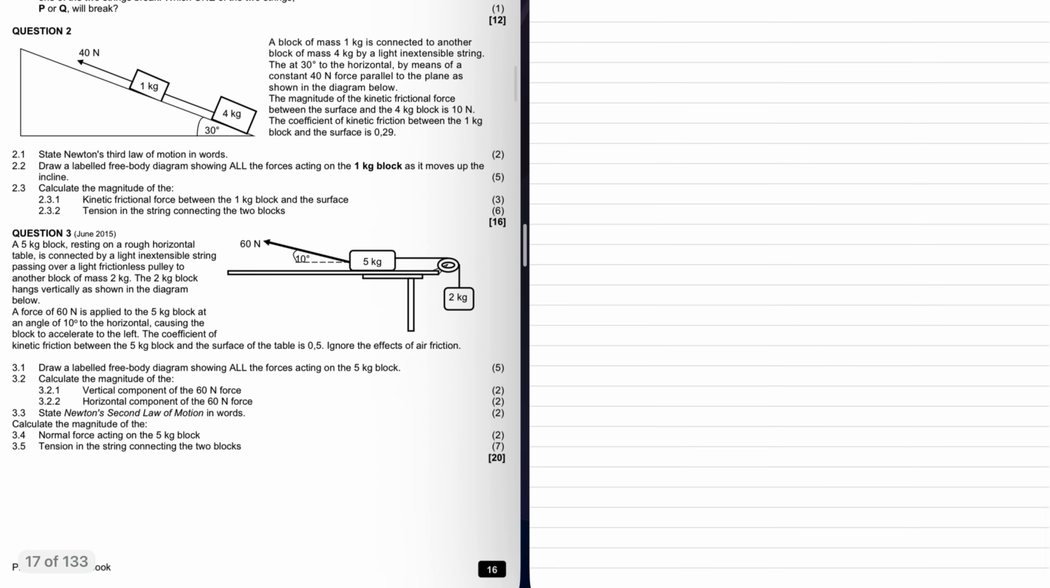Now I'm going to look at question 2. If you want to go through the question, please pause the video. Question 2.2 says, draw a labeled free body diagram showing all the forces acting on the 1 kilogram block.